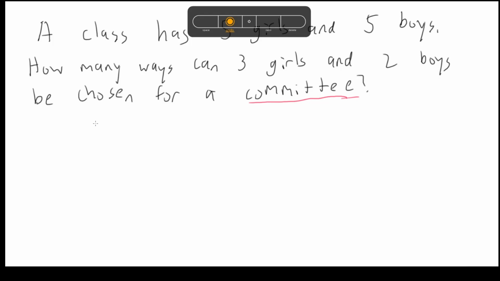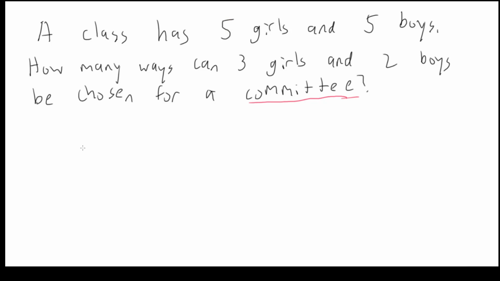So it's asking how many ways can we choose 3 girls and 2 boys. First, let's figure out the number of ways that we can choose 3 girls. The class has 5 girls in it, so that would be 5 choose 3. Now let's think about how many ways we can choose the boys. Since we're choosing 2 boys from 5, that would be 5 choose 2. And for every one of those ways that we can choose 3 girls, there are 5 choose 2 ways that we can choose 2 boys.